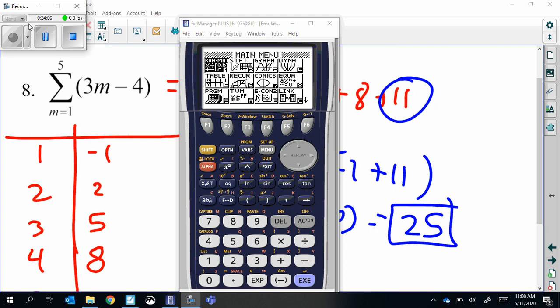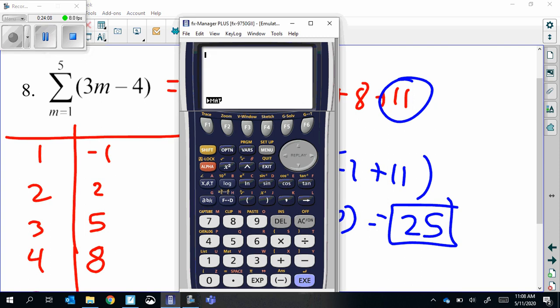Okay, so now that's opened up. Same thing, we're going to go in our Option section first, and then Calc, and we're going to scroll over to find the sigma. But this time it doesn't give you all those fancy boxes and everything, but you still type it in the same way. You would type in 3, and then your variable m, minus 4. And now rather than switching boxes, you just do comma. And we're going to type it in the exact same order we did before.